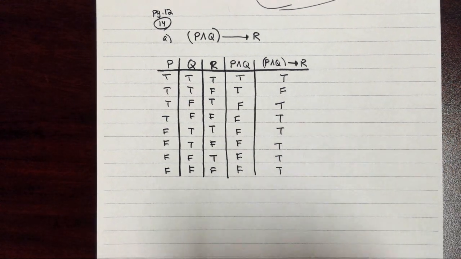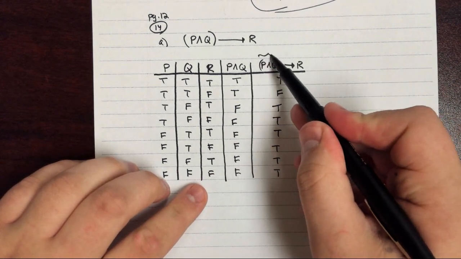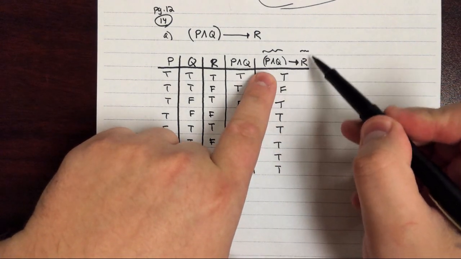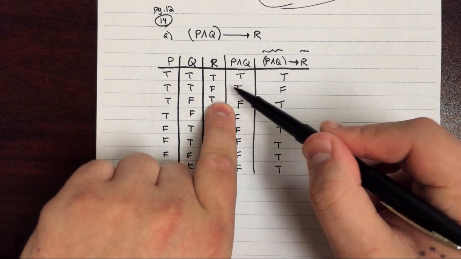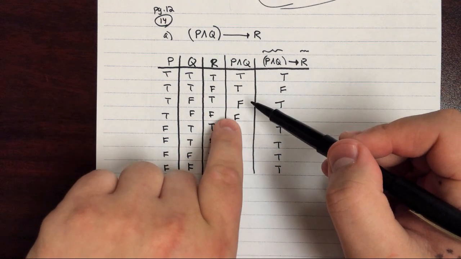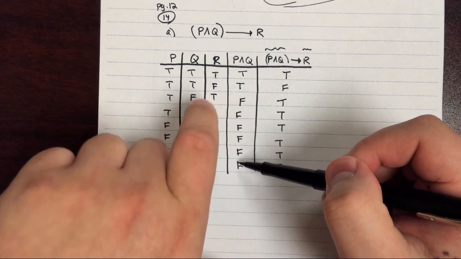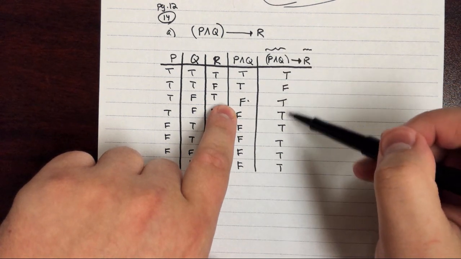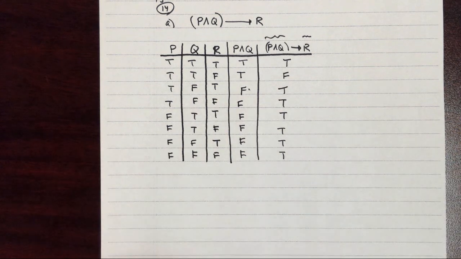Wait, can you explain again why there's only one false? The only time this is false is when the first part is true, but the second part is false. So once this is true, this thing has to be true. That's what implication means. But that's not the scenario here in that row. And for the ones that are both false, that makes it true. Once the first part's false, it doesn't even matter what happens after. If the first part of the implication is false, then it's vacuously true. Okay. Oh, okay, I got you, my bad.